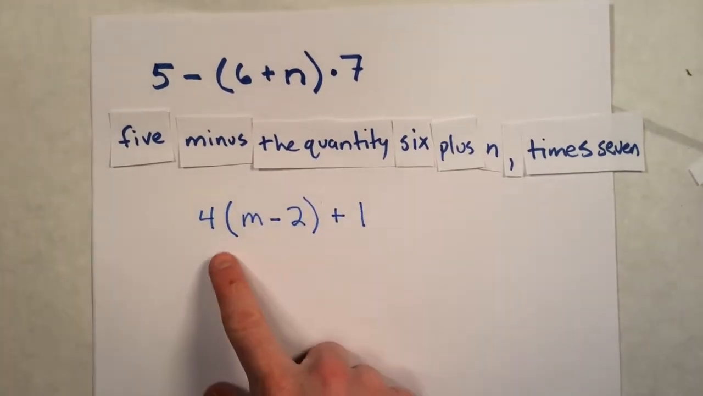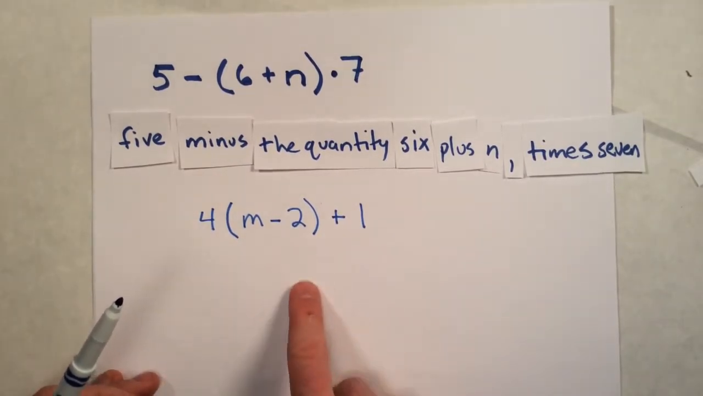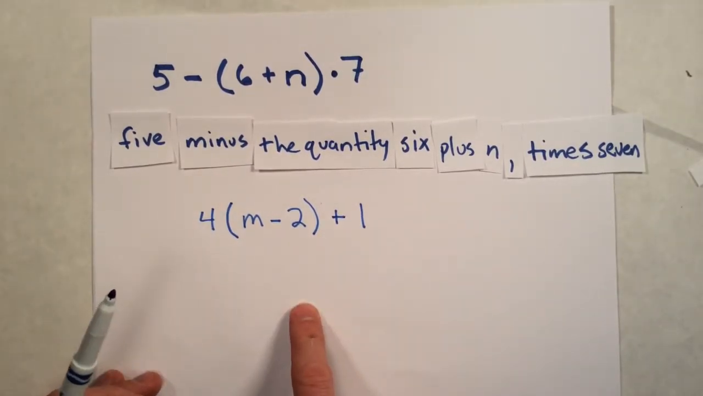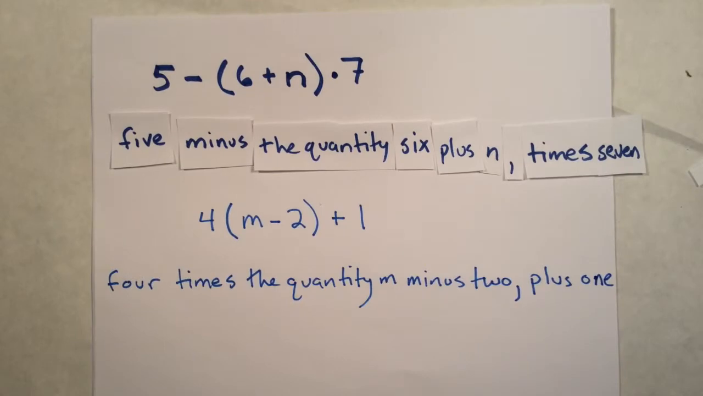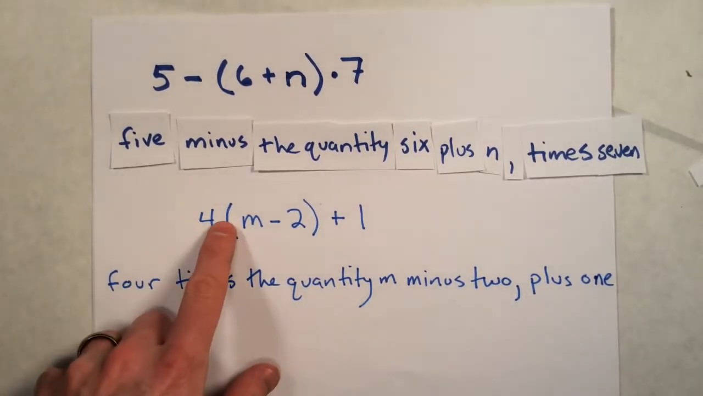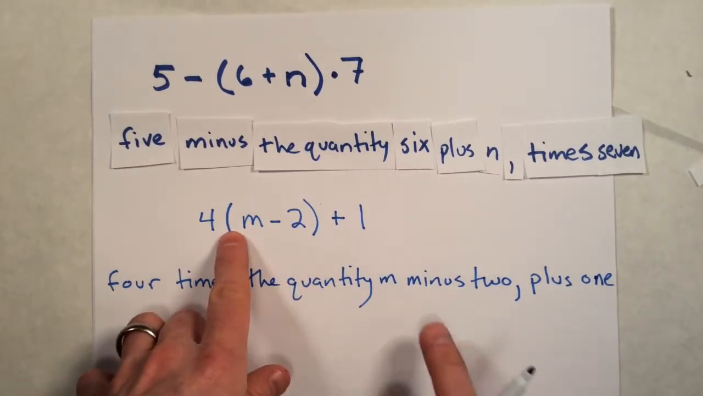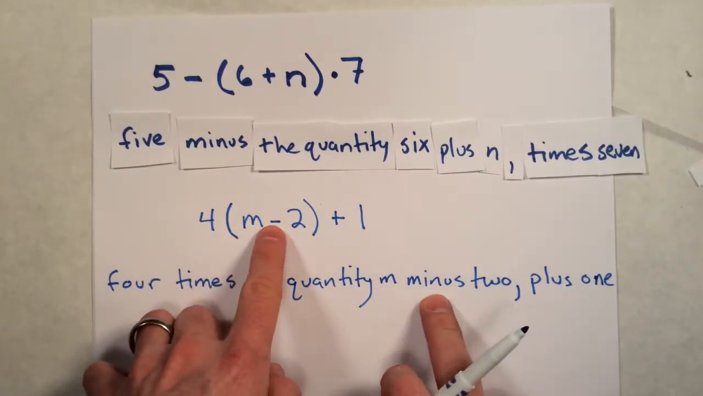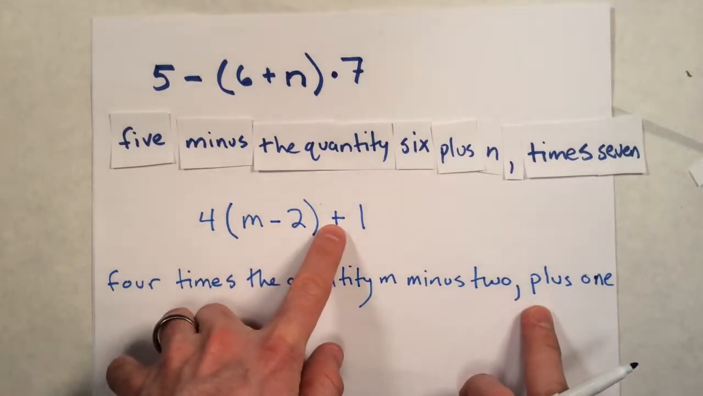Why don't you try one? Here's a set of symbols. Pause the video and try to translate this into words. And here's the answer. 4 times, which is invisible, the quantity starts the parenthesis, m minus 2, close the parenthesis with a comma, plus 1.